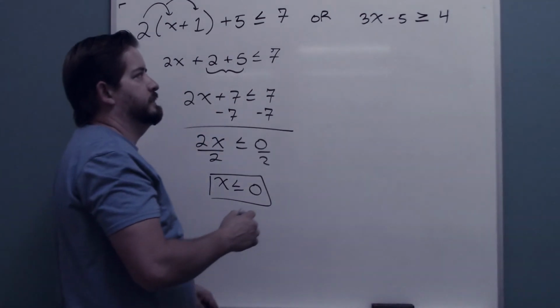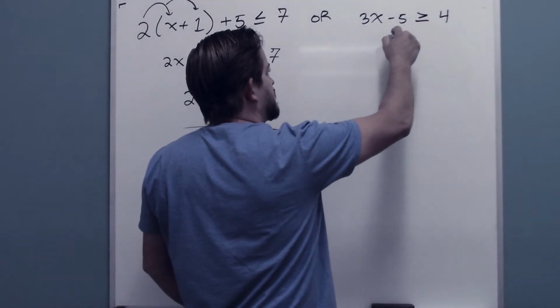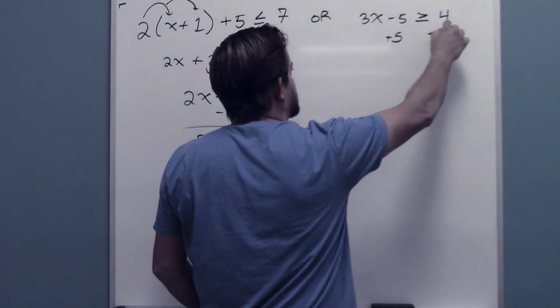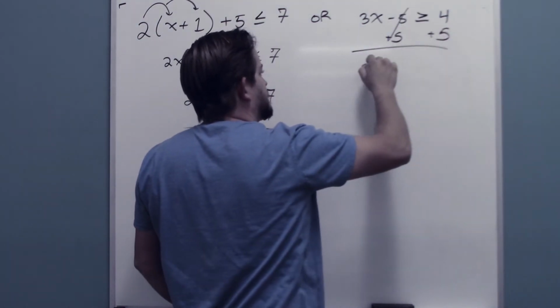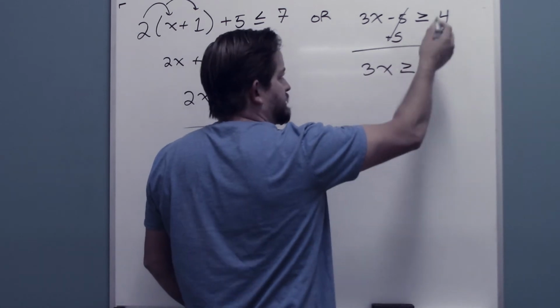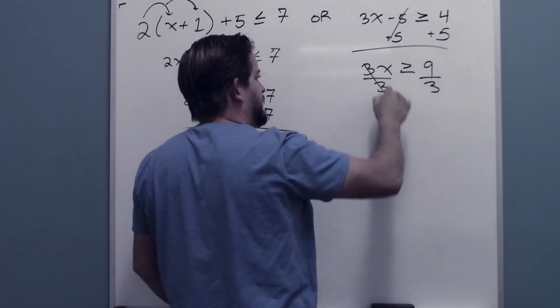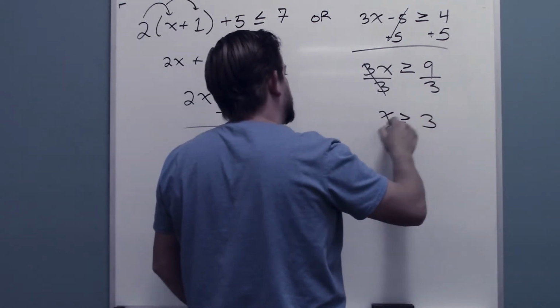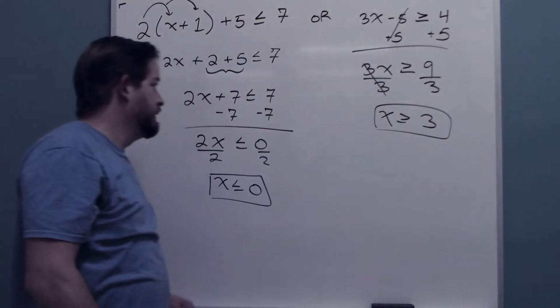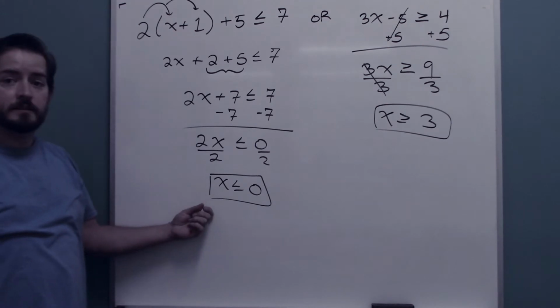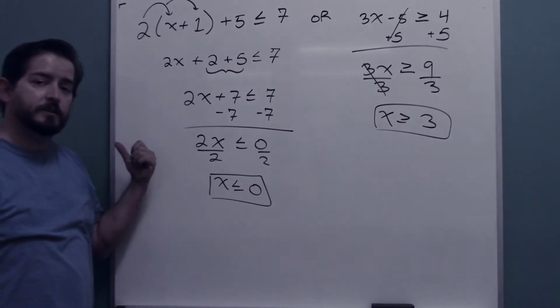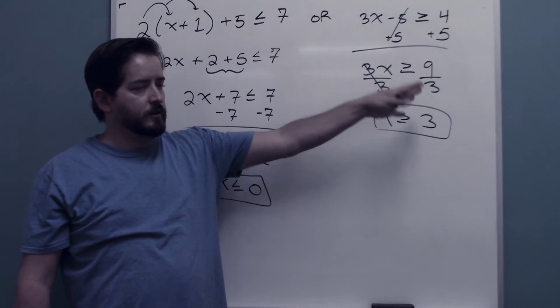Solving the other one over here, again I go through the same motions. I'm going to add 5 to both sides. That gives me 3x is greater than or equal to 9. And then I just divide each side by 3. And I get x is greater than or equal to 3. So those are my two sets: all of the numbers less than or equal to 0, all of the numbers greater than or equal to 3.